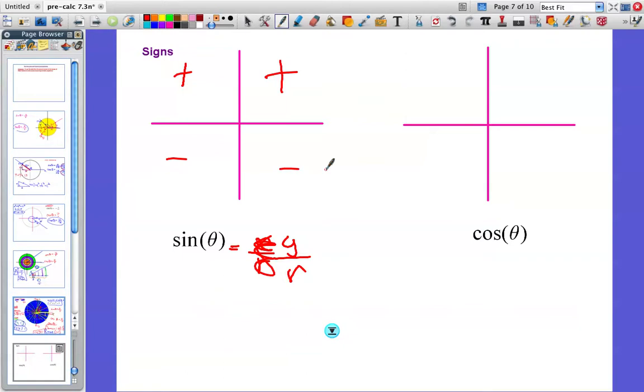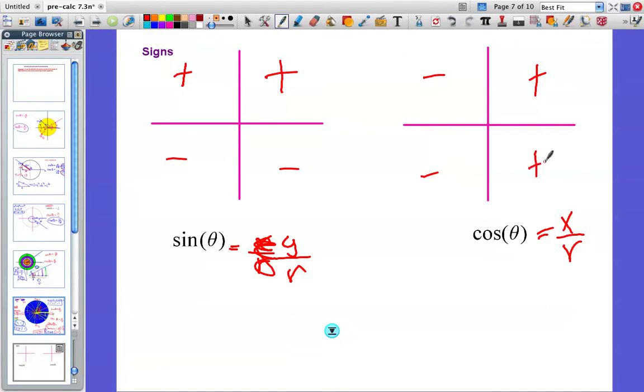Negative. The cosine of an angle is x over r, so you're thinking about the x values. Well, in quadrant 1, I'm positive. In quadrant 2, I'm negative. Quadrant 3, I'm negative, my x values. And in quadrant 4, I'm back to being positive.